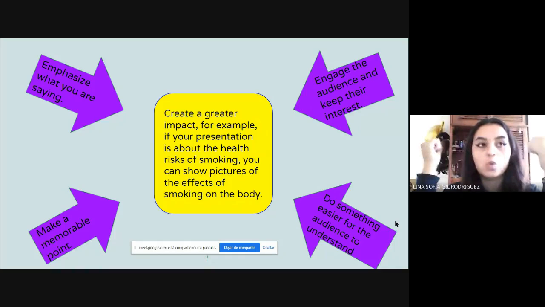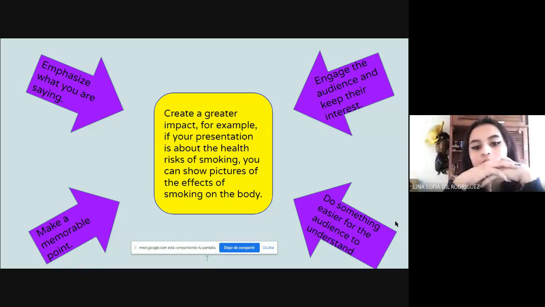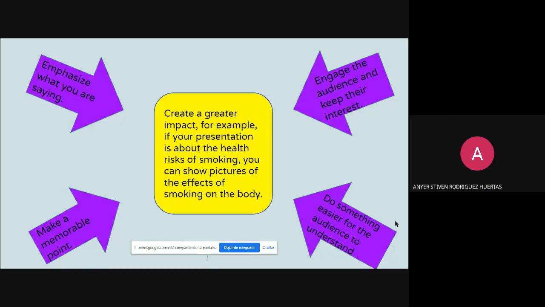Emphasize what you are saying. Make a memorable point so the information stays in mind. Okay, and next, improve your credibility by handling the issue. Next, engage the audience and keep their interest, and make it easier for the audience to understand by using metaphors or analogies.